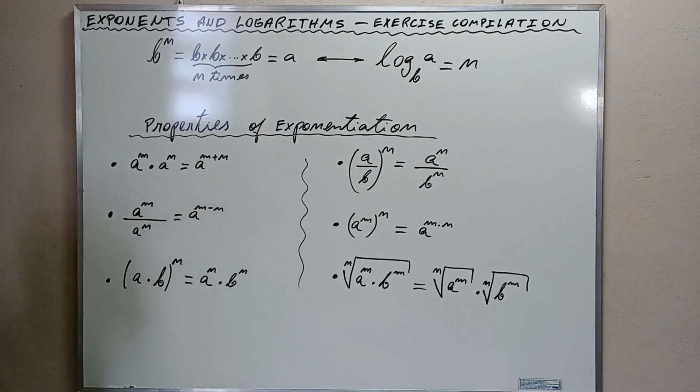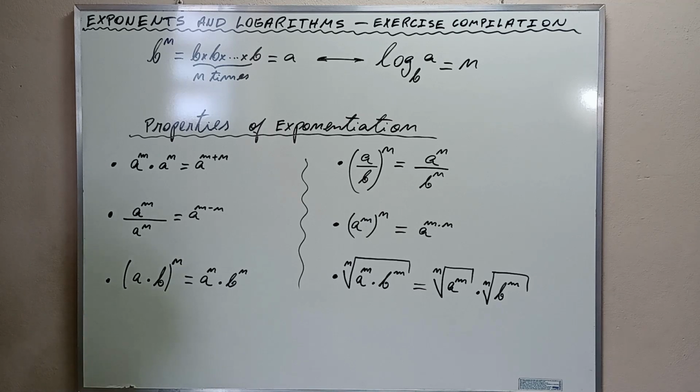Property number 1: a raised to the mth power times a raised to the nth power is a raised to the power of m plus n. Second property: a raised to the mth power divided by a raised to the nth power is equal to a raised to the power of m minus n.